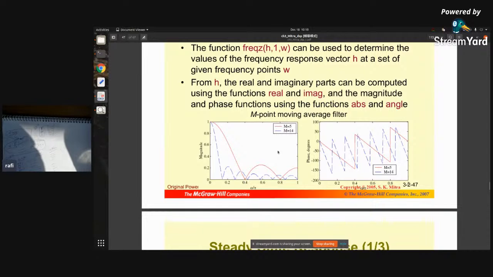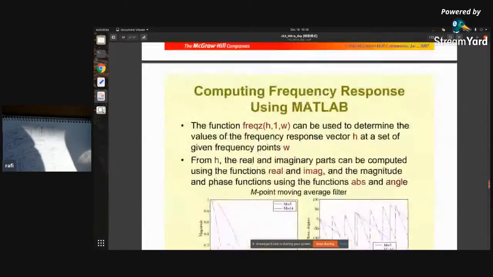When you take m equal to 5, the red line is the magnitude response, and here the cutoff frequency is greater than the previous one. So when you increase the order of the moving average system, it becomes more and more low pass. That means the cutoff frequency decreases as m increases. And it has linear phase. You can see here the blue and red lines are following straight lines. The discontinuity is due to the phase wrapping effect that we have in the DTFT.